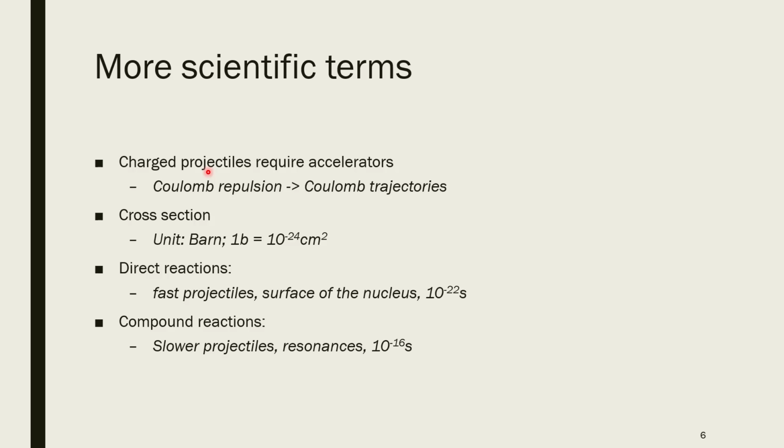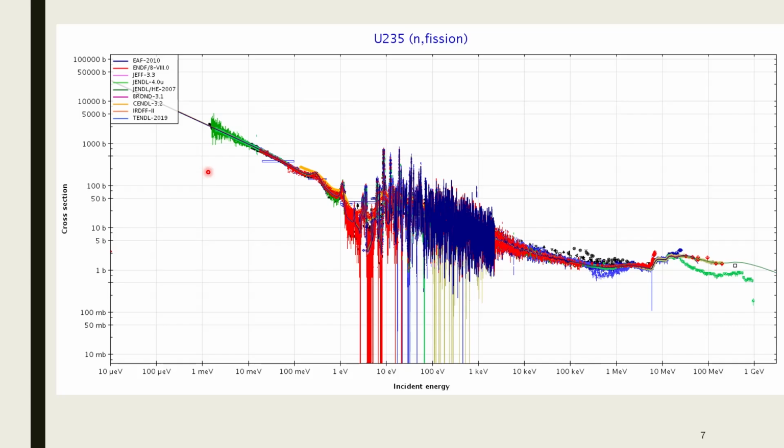Now we have all of the scientific stuff around nuclear reactions. We can now look at nuclear reactions, and these are screenshots from the Janis website. In this case, we have uranium-235 and fission, so thermal neutron-induced fission. On the y-axis, we have the cross-section, so how well this nuclear reaction works, and on the x-axis, we have the incoming neutron energy, from microelectron volts up to gigaelectron volts.